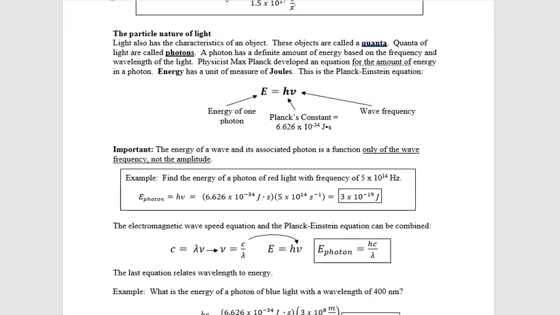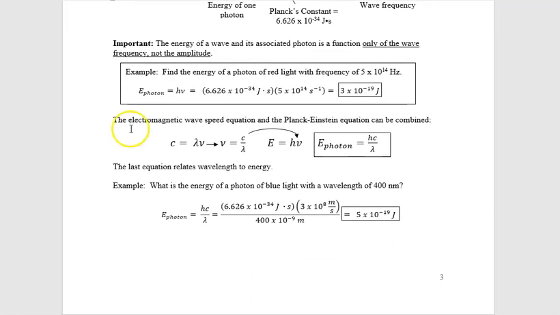All right, now there's a way to switch that over. This equation shows you the relationship between the energy of a photon and the frequency. What about between the energy of a photon and the wavelength? Because we know there's a relationship between wavelength and frequency. Well, if you come down here, right here, it says the electromagnetic wave speed equation and the Planck equation can be combined.